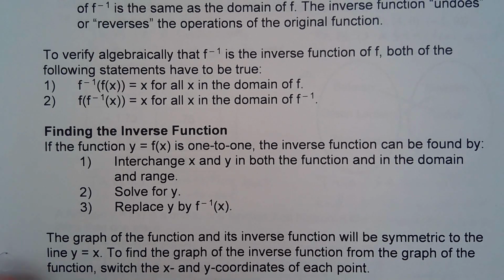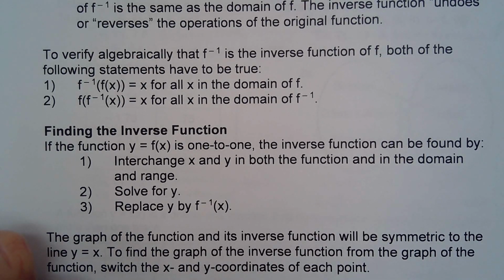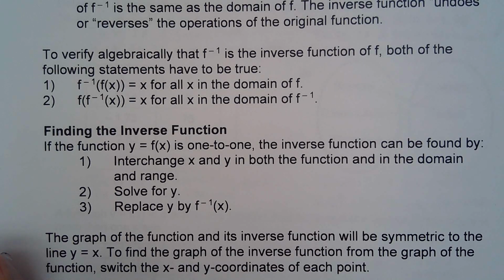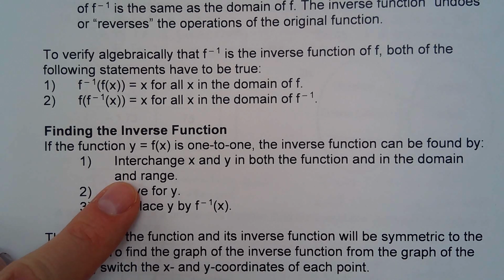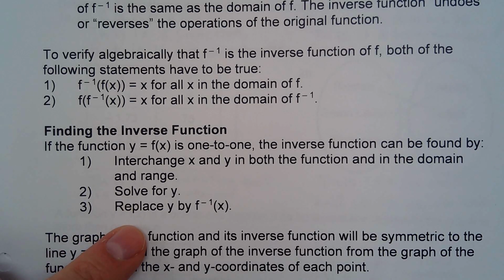So, to find the inverse function: if the function y equals f of x is one-to-one, the inverse function can be found by interchanging x and y in both the function and in the domain and range. Then you solve for y, and you replace y by f inverse of x.